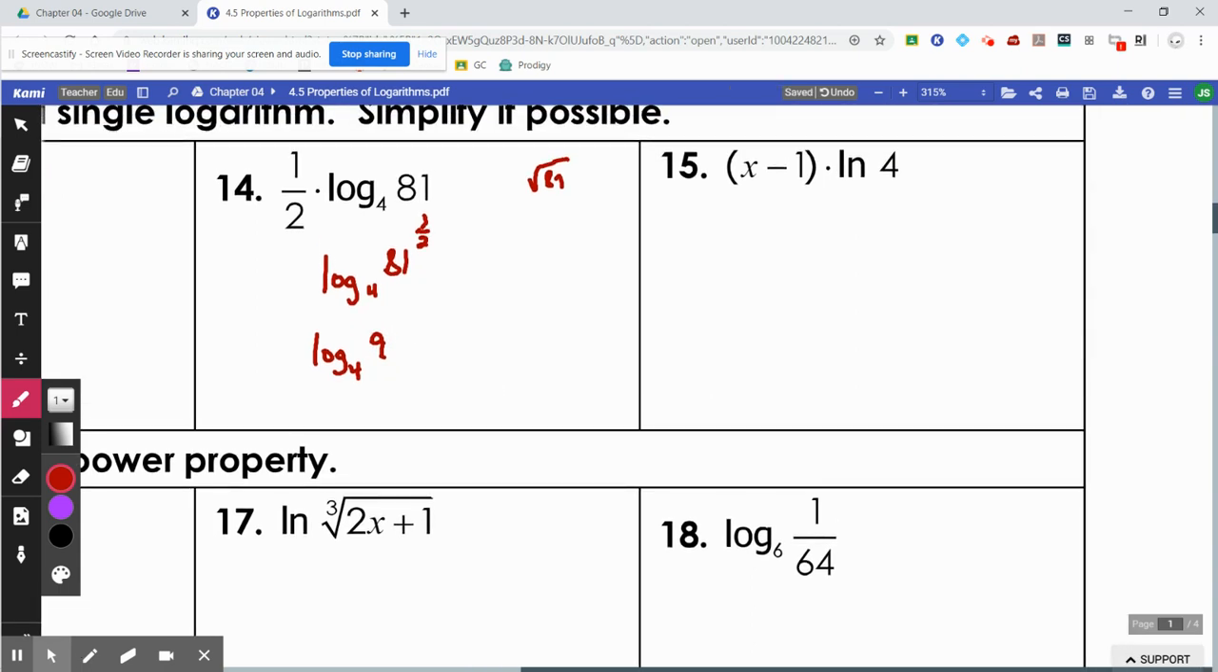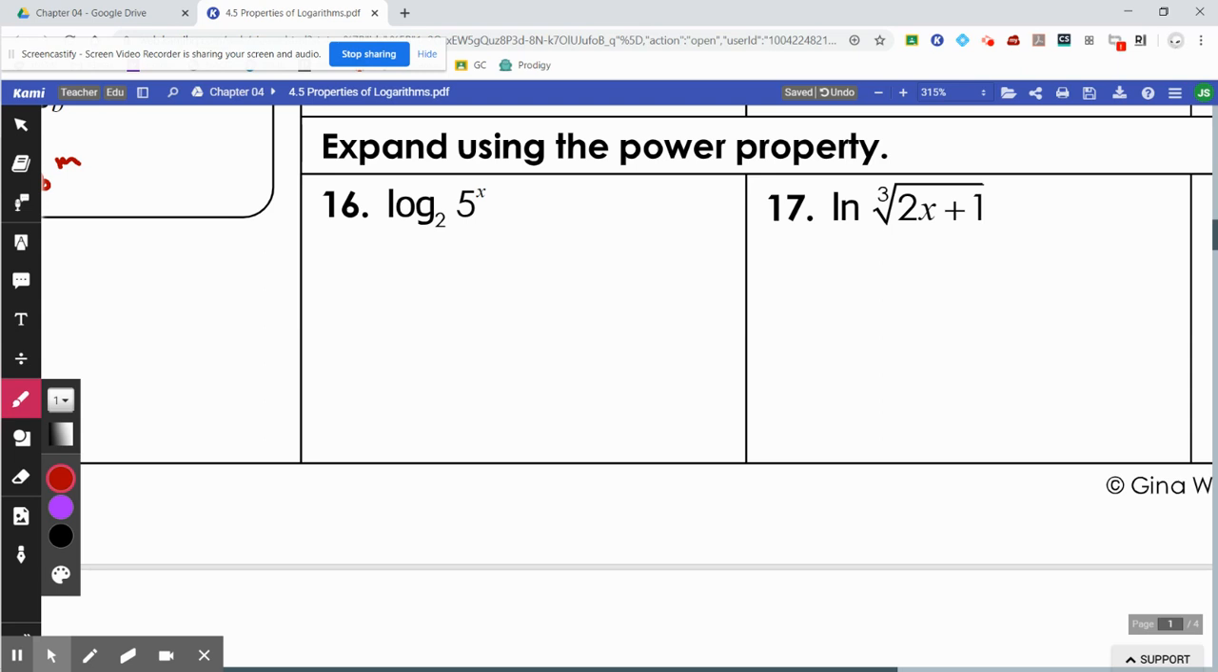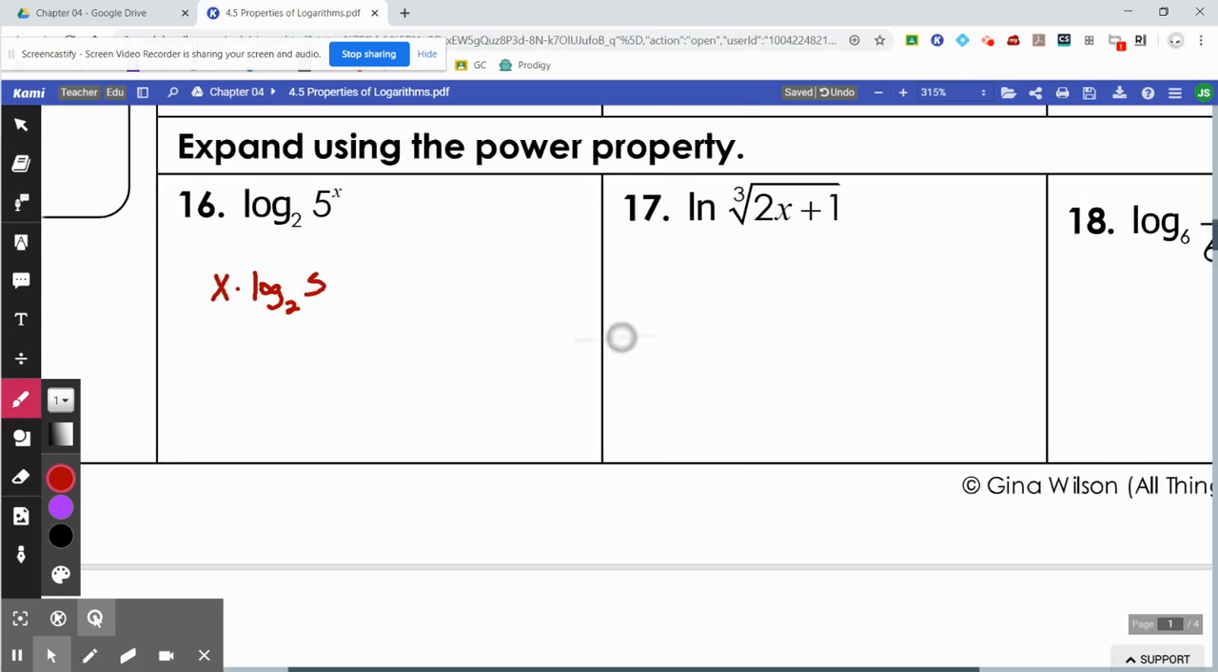Number 15, again, this thing out front can be moved up back into an exponent. That'd be natural log of 4 to the x minus 1 power. Number 16, we're doing the same thing except for backwards. Anytime you have an exponent, it can be moved down front, so that we could rewrite this as x times log base 2 of 5.